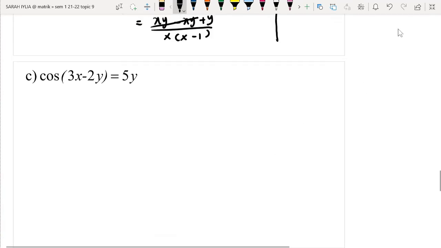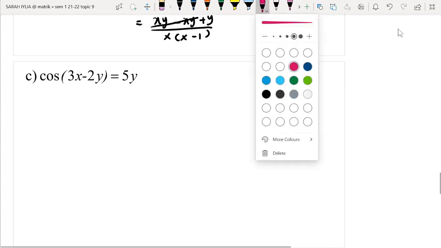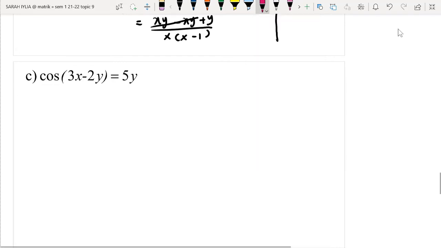Okay. So, next one, we have cos of 3x minus 2y equal to 5y. Okay, we can differentiate directly. Be careful on this one. Don't suddenly feel like opening the bracket, I mean expanding it into cos 3x minus cos 2y. That is totally nonsense. Don't do that. So, remember when it comes to here, differentiate the trigo function first.